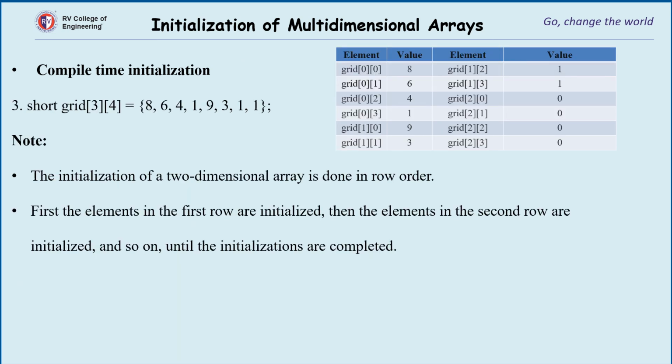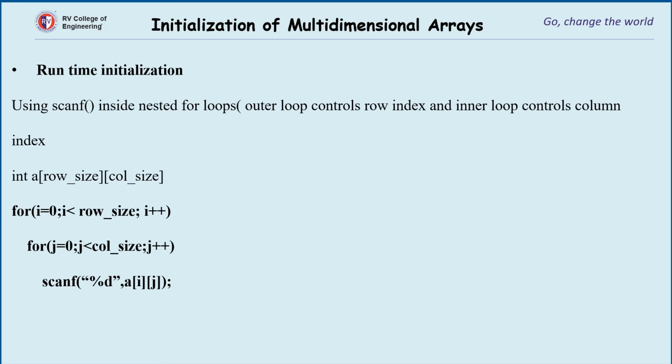As we discussed, the initialization of a two-dimensional array is done in row order. First, the elements in the first row are initialized, then in the second row, and so on until all the initializations are done. Runtime initialization: in case of single subscript, we had used one for loop. However, for a two-dimensional array, we need to make use of two for loops, one ranging from 0 to row size, the other ranging from 0 to column size.